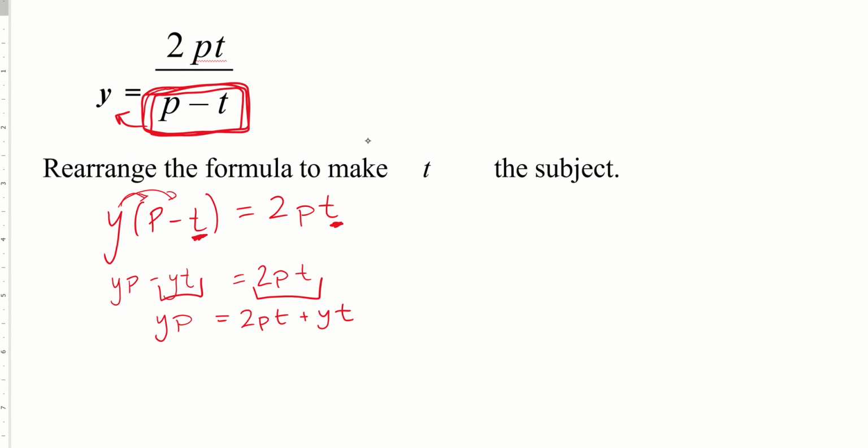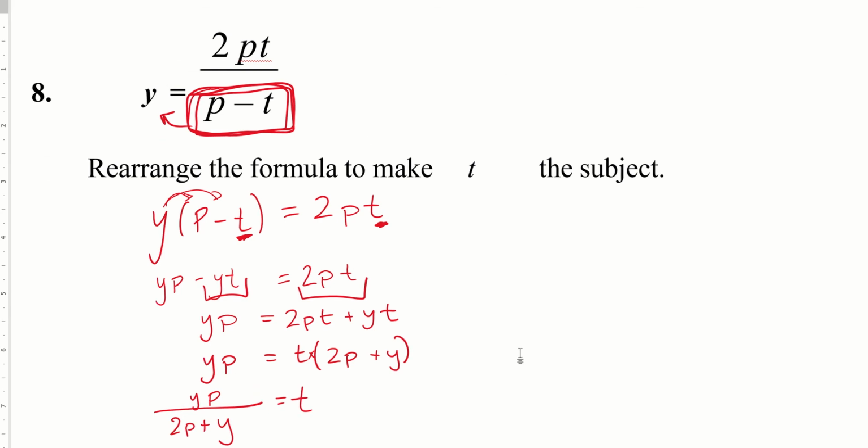Alright, now what do? What's that F word that I love to say? Factorize. Bring the t out. What do we get? 2p plus y. T is nearly on its own, it's timesing, so what do I need to do? I need to divide. And now T is all by itself.